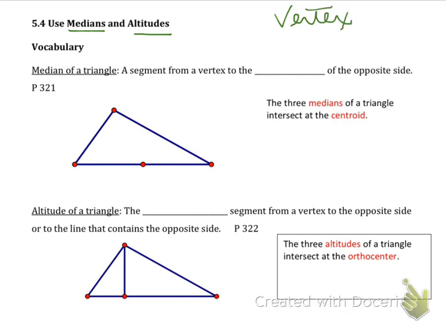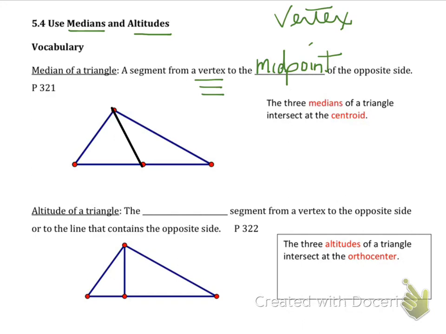Let's begin the notes. So here's some vocabulary to start. The median of a triangle. A median of a triangle is a segment that runs from the vertex, okay, there's that word, to the midpoint. So on this line, we're going to write midpoint. The midpoint of the opposite side. I've already put a midpoint on the opposite side from this vertex. If I were to connect it, that would be a median.